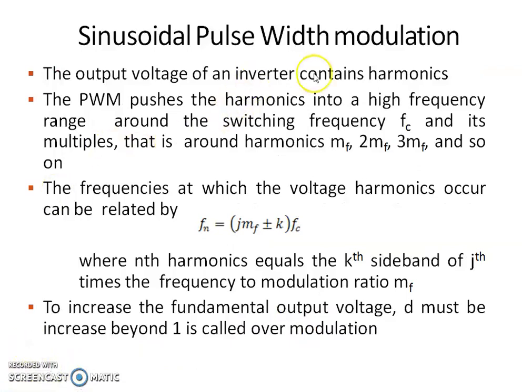The output voltage of an inverter contains harmonics. The PWM pushes the harmonics into a higher frequency range around the switching frequency Fc and its multiples, that is, around harmonics mf, 2mf, 3mf, and so on. The frequencies at which the voltage harmonics occur are given by Fn equal to j mf plus or minus k times Fc, where the nth harmonic equals the kth sideband of the jth times the frequency modulation ratio mf.